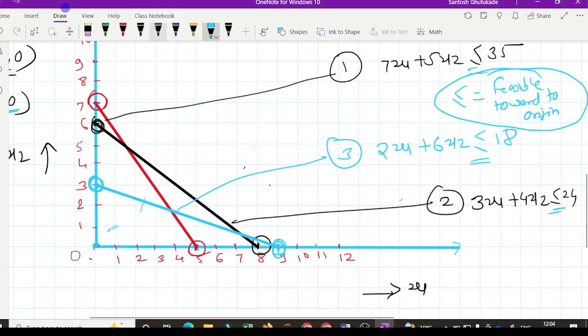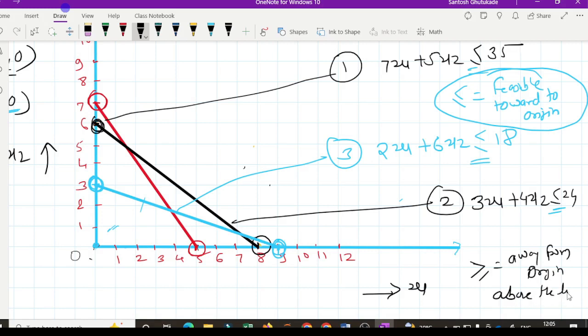And when there is a greater than or equal to symbol, in some questions it may be greater than or equal to, at that time the feasible region is away from the origin, or above the line, we can say. Now in this case we have the less than or equal to symbol for all three equations. So the feasible region must be below the line.